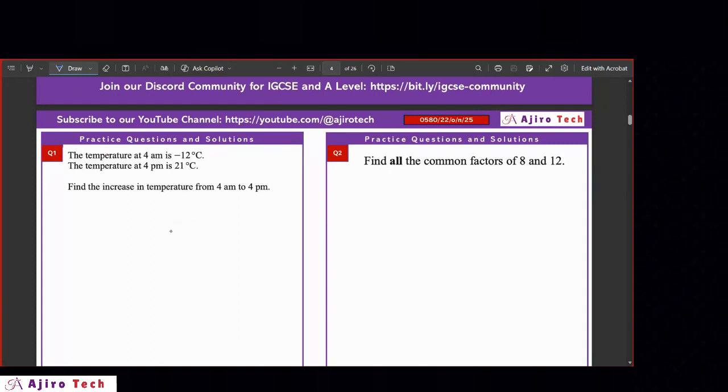So question 1 says the temperature at 4 a.m. is negative 12 degrees Celsius. The temperature at 4 p.m. is 21 degrees Celsius. Find the increase in temperature from 4 a.m.